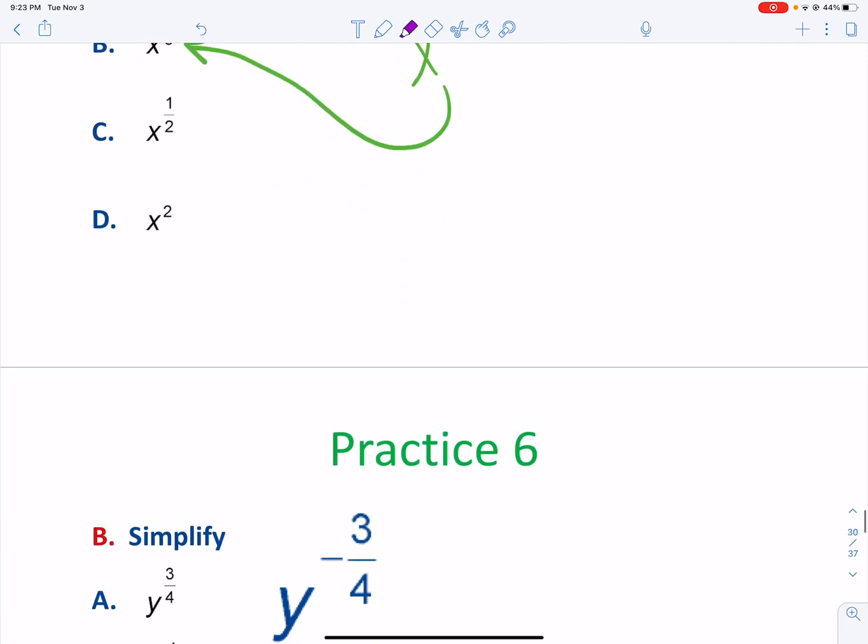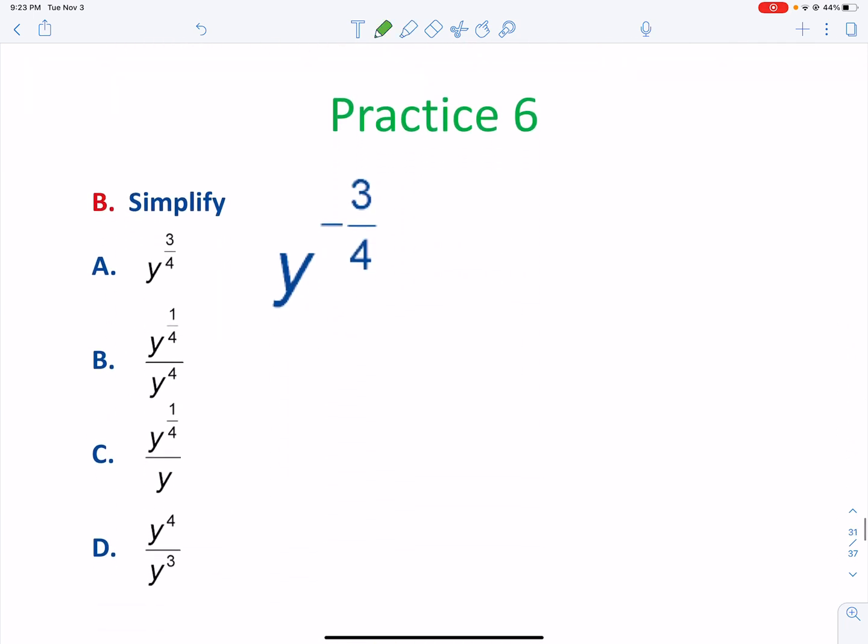So now let's do this practice. So try this guy. I would rewrite it personally. It makes it a little easier. This is because of the negative. That would bring it to the bottom. So this would be the 4th root of y cubed.